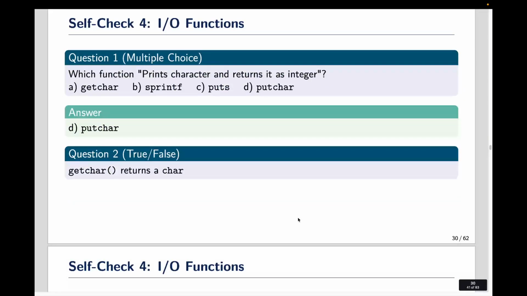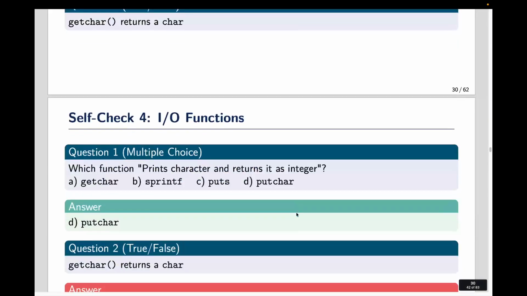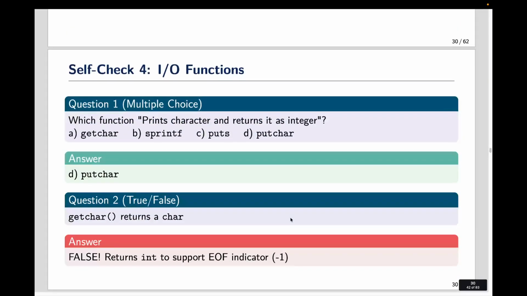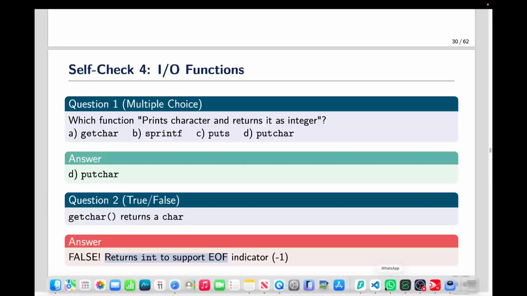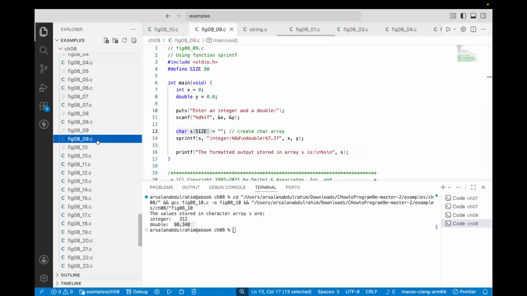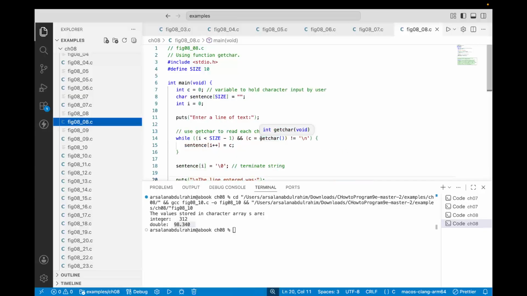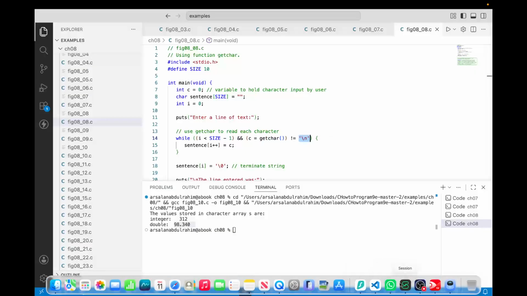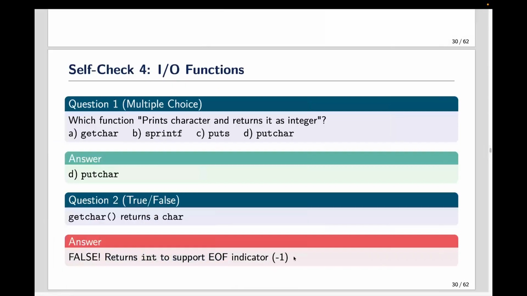Then another question over there. Get character returns a character. No, it takes the input from the user. It does not return a character. It returns an int to support the end of file indicator, or actually the line over there. It takes the character from the input or keyboard over there. That was the get character function, which we have used over here in this function also. I showed you this function over there, and this is going to run up till it's a line over there. So it takes the end of file, which means it is going to take the end of file indicator, that is -1.